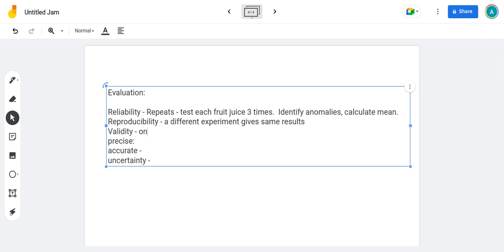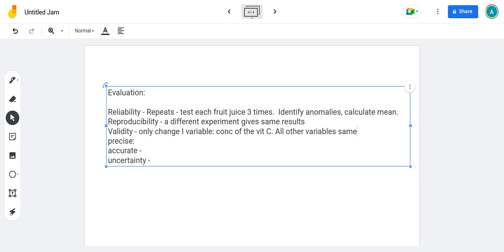Validity is only change the independent variable. So in this, the only thing we're changing is the concentration of the vitamin C. Okay, don't change anything else. All other variables must be kept the same. Really, really important. Then it answers the original question, which is maybe which fruit juice has the highest concentration of vitamin C.